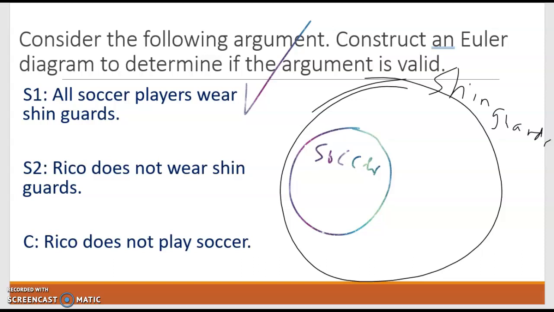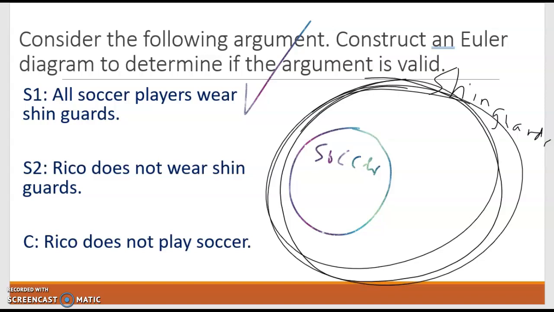Now, the statement says Rico does not wear shin guards. Okay, so now shin guards, remember, is this large black circle. So if Rico does not wear shin guards, he has to live outside of that black circle, because the black circle and everything in it are shin guard wearing people. Rico doesn't wear shin guards, so therefore he is on the outside of the black circle.